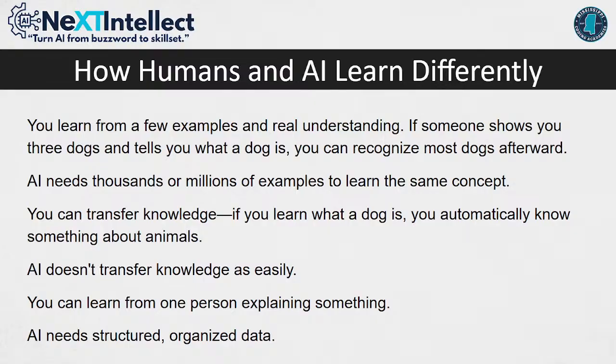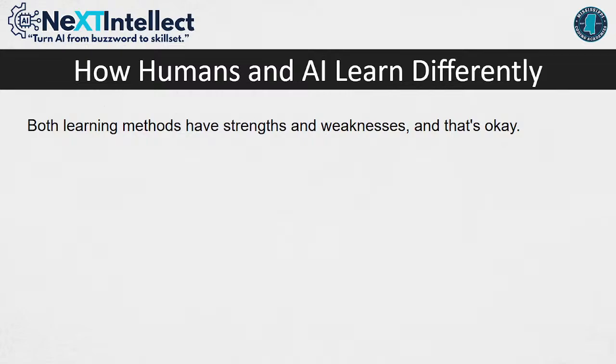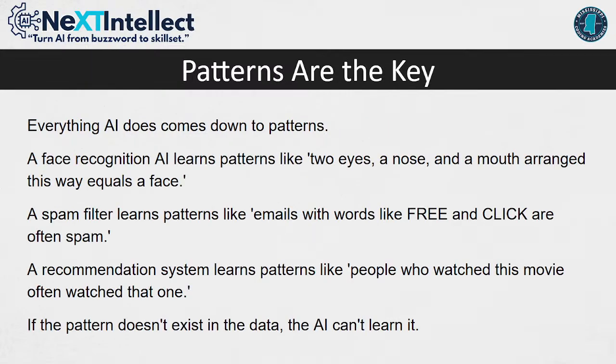AI needs data and it needs a lot of it, and it needs it to be structured and organized. Now, everything AI does comes down to patterns, noting these patterns that it finds in its data. So a face recognition system is going to learn patterns like a face normally has two eyes, a nose, and a mouth arranged in a certain way. That in general equals a face.